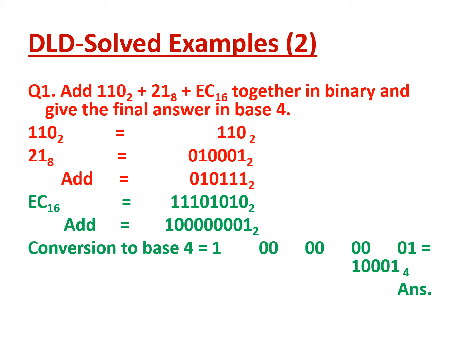Now we take 1 from the first pair, then 0 from the second pair, 0 from the third pair, 0 from the fourth pair, and then obviously 1. So 1001 to the base 4. Now that is the addition of all these numbers, and if you check it, it will come out to be correct.